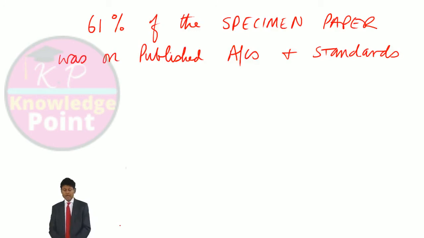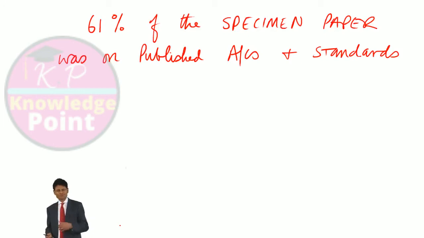Yes, as I was saying to you when I started the session, I've been doing a little bit of studying myself, a little bit of research, making inquiries through friends who know the examiner, that looking at the specimen paper to the new syllabus effective from September, more than 60% of the exam seems to have been on published accounts and standards. So never ignore the standards. The vast majority of published is standards. So what we're saying is our paper is dominated by these standards more than before.